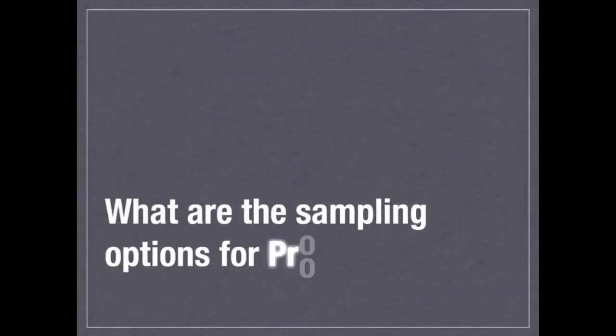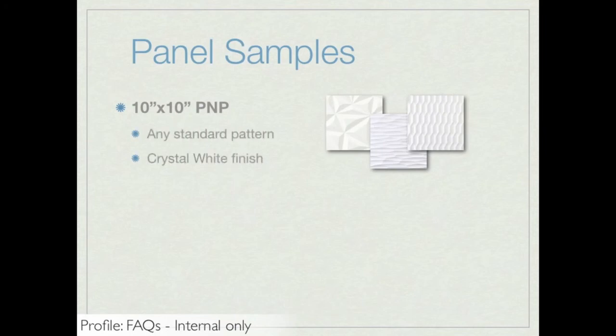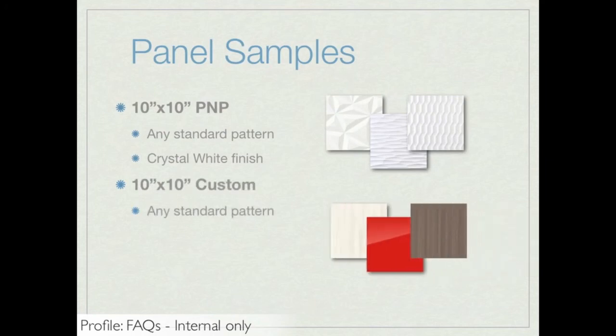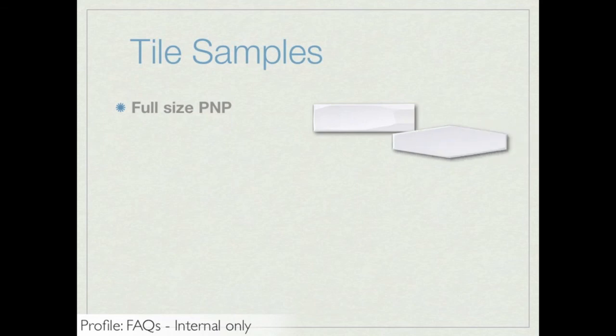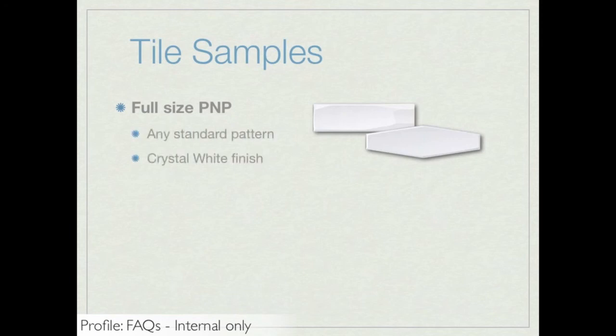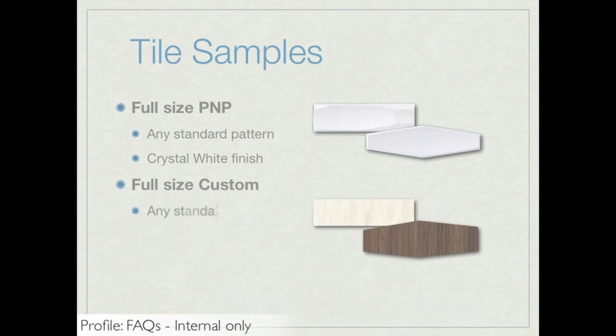What are the sampling options for profile? Panel samples are available in 10 by 10 pick and pack pieces in any standard pattern with a crystal white finish. Customers can also request a 10 by 10 custom piece in any standard pattern, unfinished, or with any of the standard finishes. Tile samples are available as full-size tiles, either as pick and pack or custom. The pick and pack samples can come in any standard pattern with crystal white finish, and the custom samples can come in any standard pattern, unfinished, or with any standard finish.